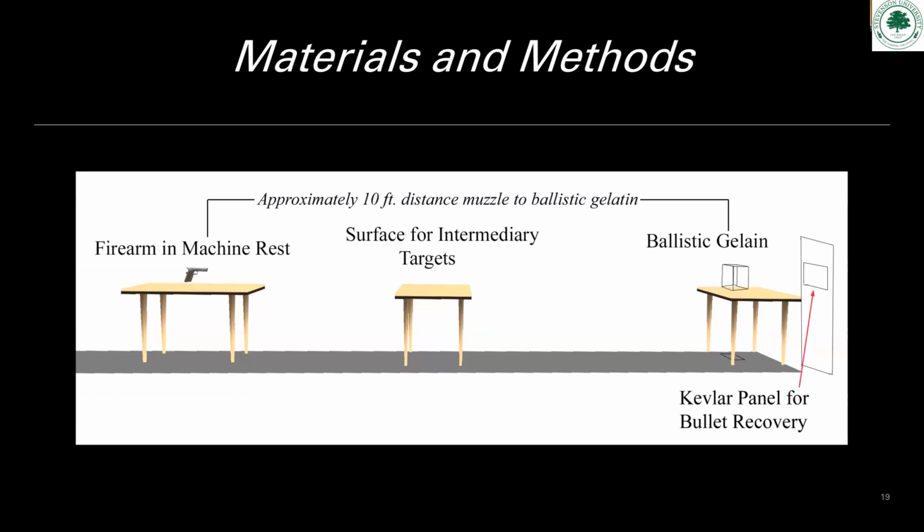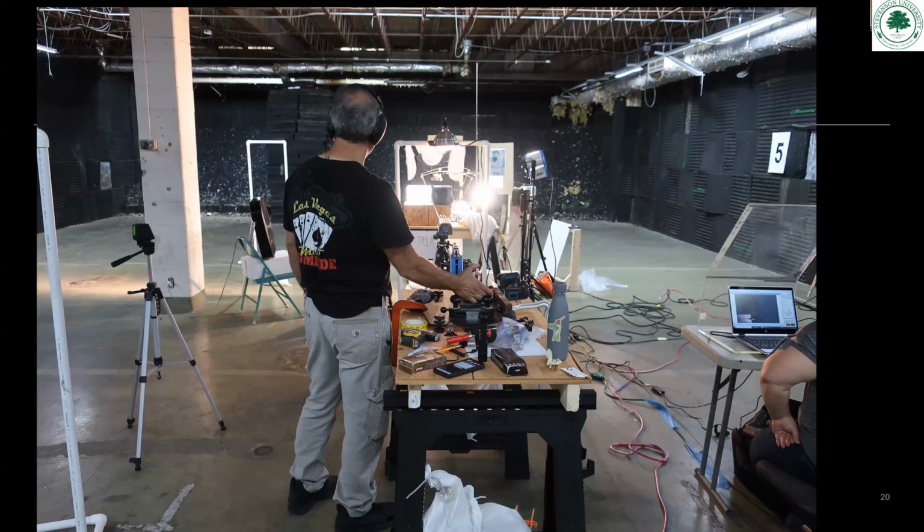They're about 10 feet apart, which is protocol for the FBI testing. And in the middle, I would put the intermediary targets and the chronograph. And if the bullets made it through the gelatin, which all of them did, then they would strike a Kevlar panel. Because they'd lost a lot of velocity going through the targets and the gelatin, from that point they could be recovered.